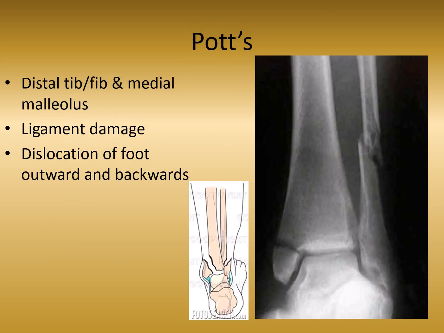All right, the Potts fracture is a specific type of ankle fracture that involves the tibia and the fibula. It happens when there's an excessive inward or outward twisting force on the ankle joint, and that leads to the fracture of the tib fib.